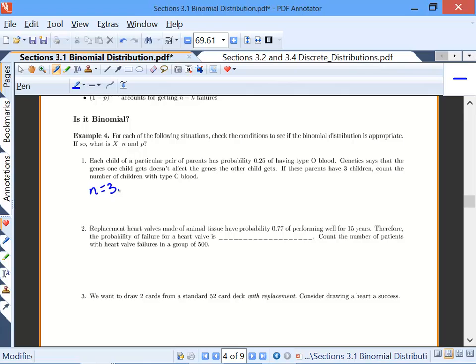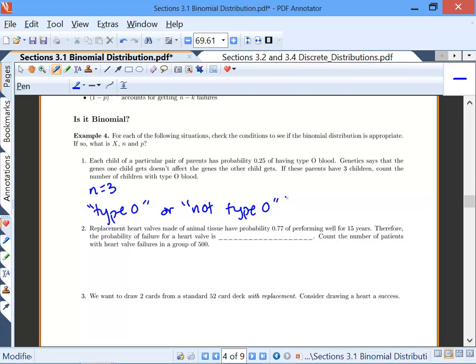Do we have just 2 options? Could you classify it as just 2 options? What would my 2 options be? Type O blood or not. Type O or not type O. Of course, it would be possible to classify this in more ways, like type O, type A, type B, but if we classify in just 2 ways, that lets us use the binomial distribution.